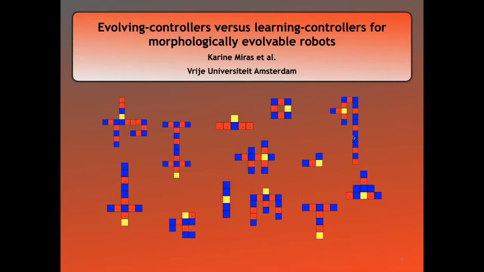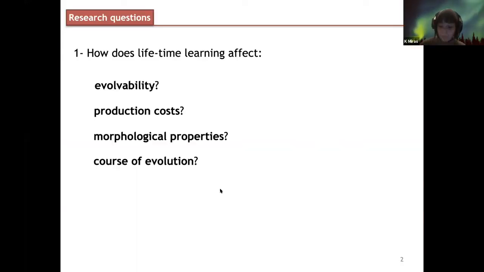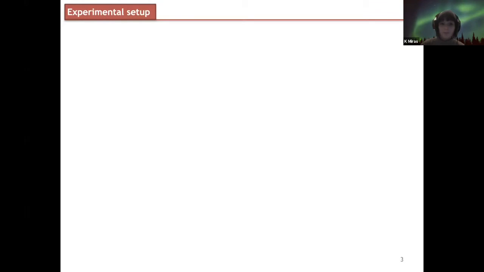All right. Thank you. So I'm Karine Miras from the Vrije Universiteit of Amsterdam, and I'm talking also about the evolution of robots. I'm focusing mainly on questions regarding lifetime learning. If a robot has the chance to learn something during its lifetime, how does that affect evolvability, production costs, morphological properties, and the course of evolution itself?